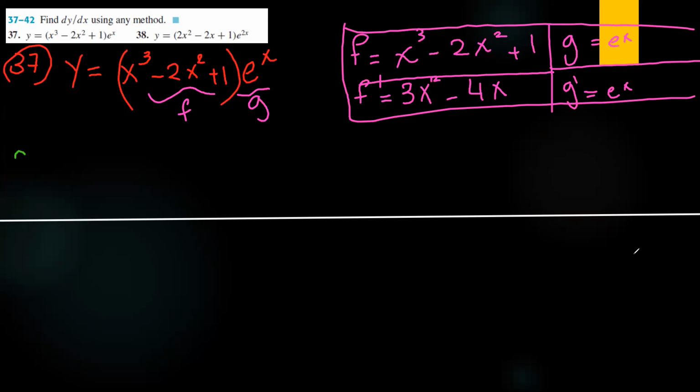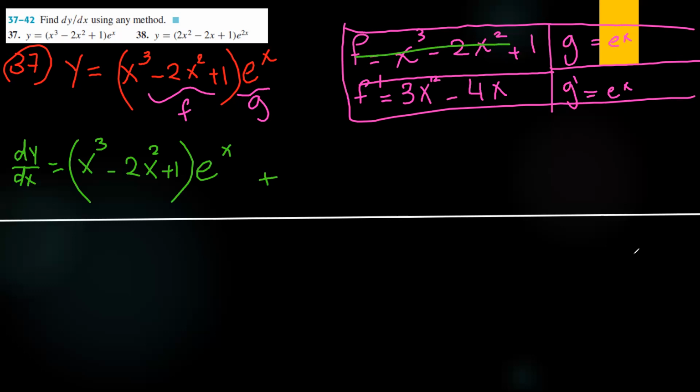So dy over dx will be f g prime plus g f prime. So f, which is x cubed minus 2x squared plus 1, times g prime, which is e to the power x, plus f prime, which is 3x squared minus 4x, times g, which is e to the power x. So this will be its derivative.